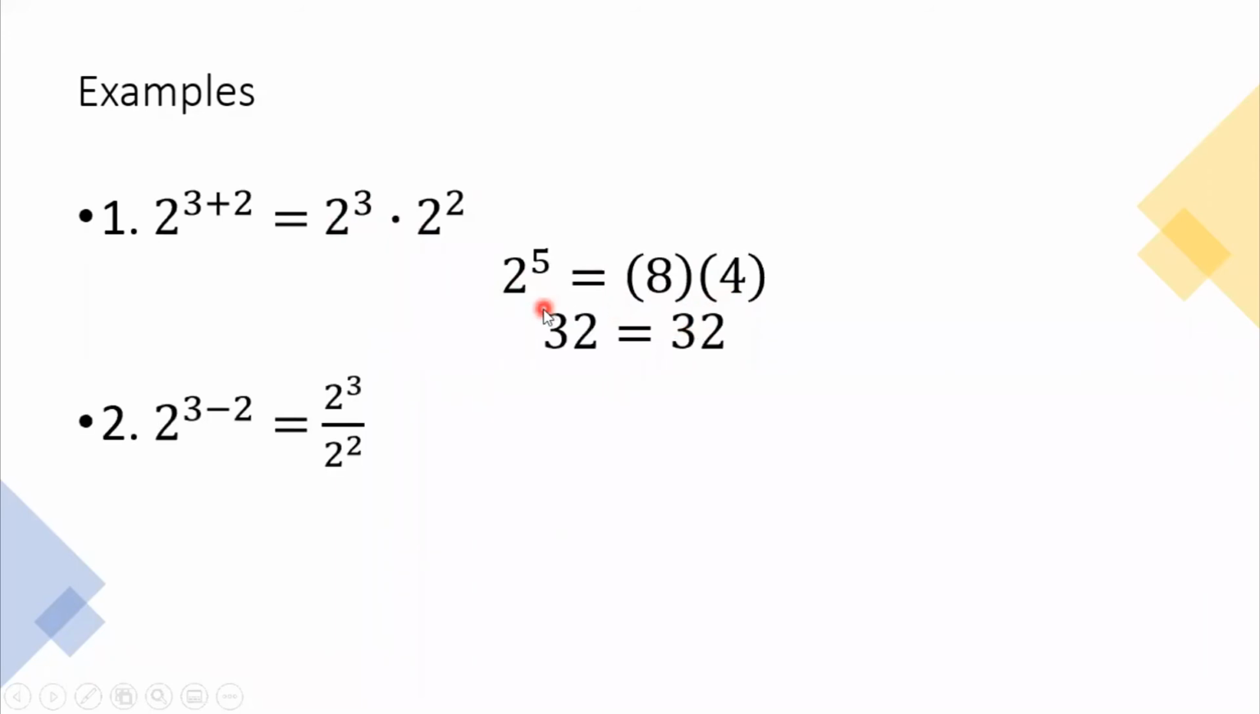Number 2 property, 2^(3-2). This is taken from the formula b^(x-y) = b^x over b^y. So 2^(3-2) is equal to 2^3 over 2^2. Now 3 minus 2 is 1, and 2^1 is 2. And 2^3 is 8, divided by 2^2, which is 4, is 2. So 2 is equal to 2.